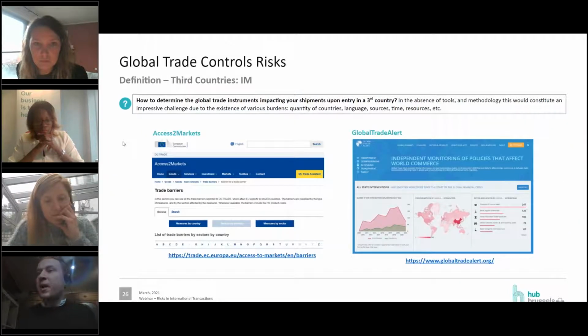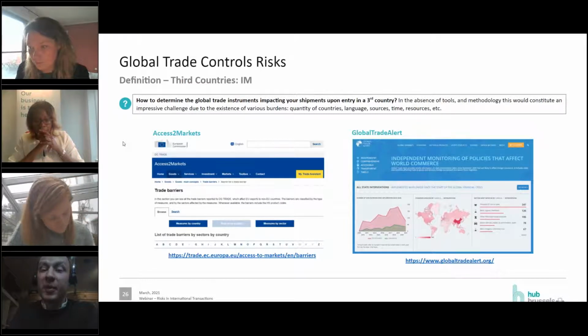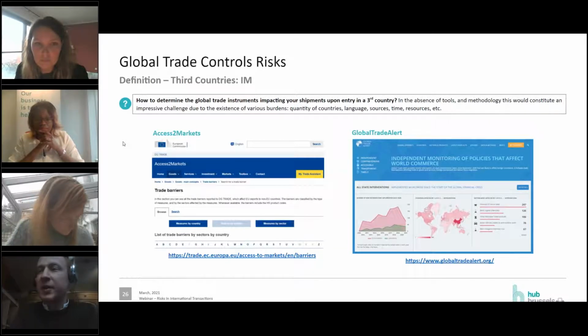And yeah, coming back to global trade controls imposed upon entry in the country of destination, then indeed this is more complicated to determine that kind of controls compared to at the European level. There are numerous burdens, and just name it: quantity of countries, language, sources, time, resources. So that's why what we did here is to include two links: Access2Markets and Global Trade Alert.